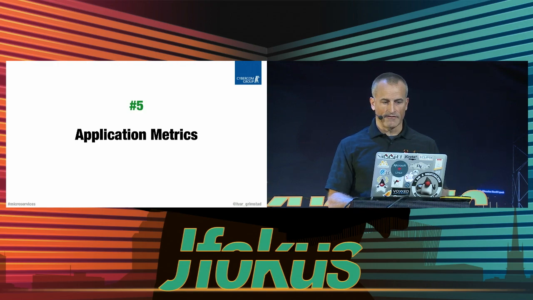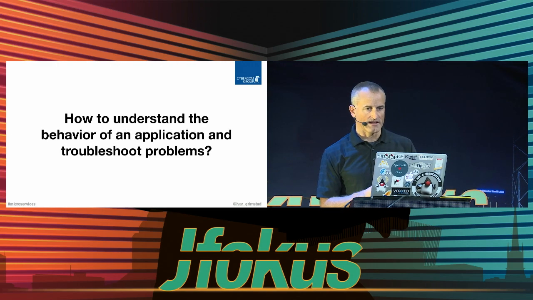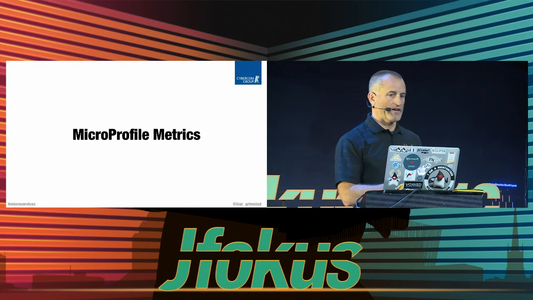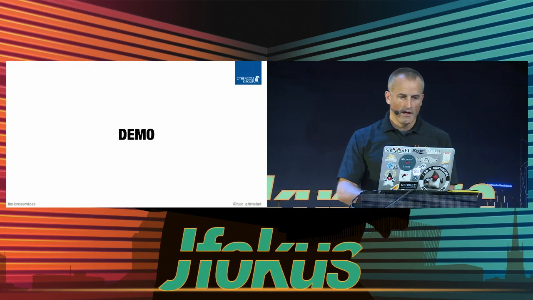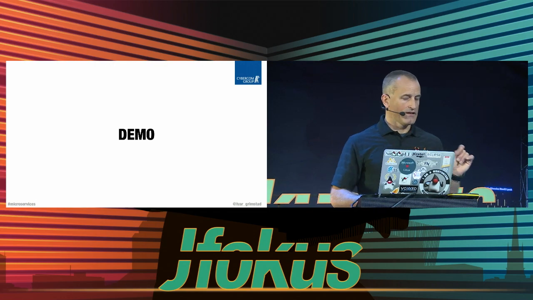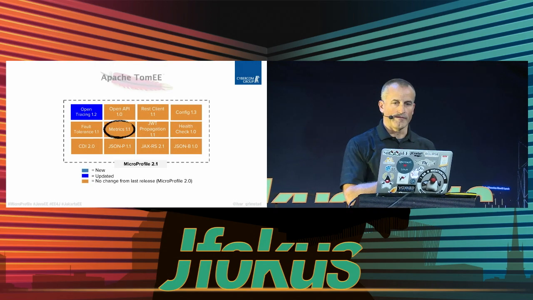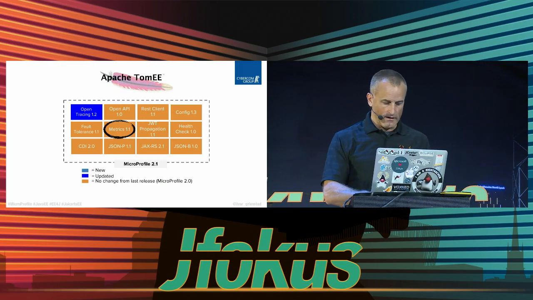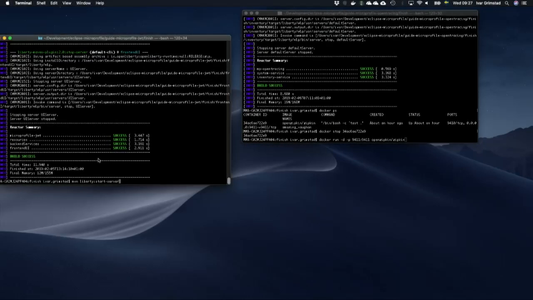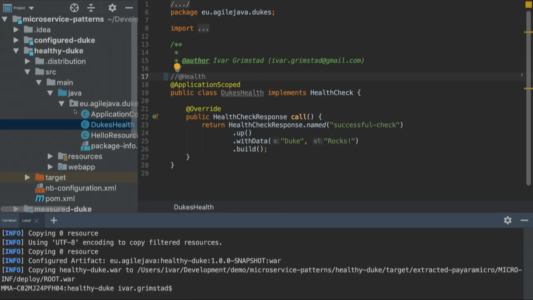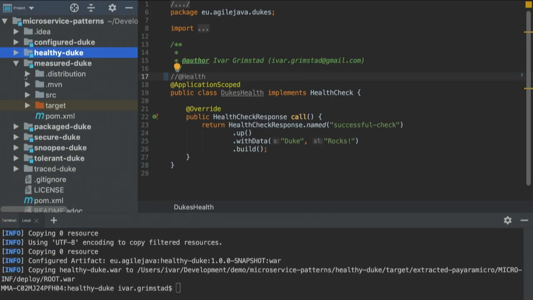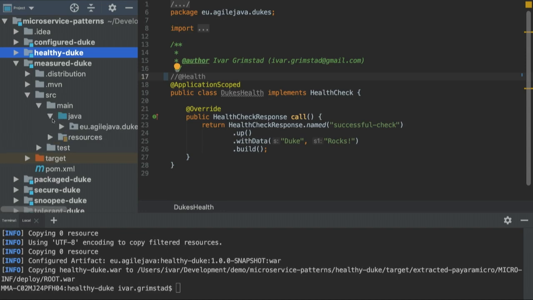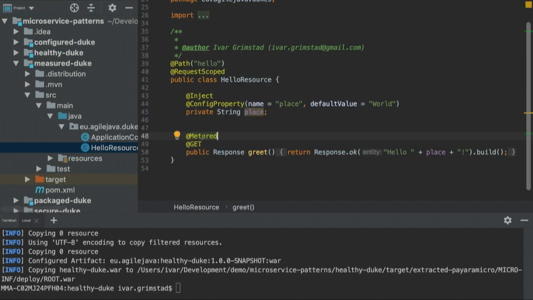So application metrics, pattern 5, is how to understand the behavior of an application and troubleshoot problems. And MicroProfile Metrics comes to the rescue there. To use the metrics, I'll be using the MicroProfile Metrics API with Apache TomEE. So what I have here is a measured Duke application. It's exactly the same as all the others. It's a hello resource, but what I added is an @Metered annotation. That's the only thing I've added to this one, apart from the others.